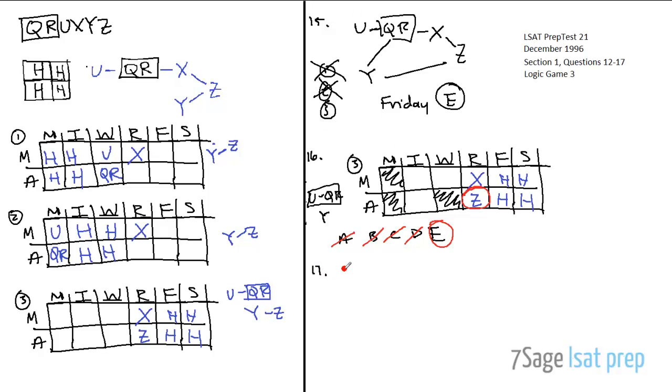All right, home stretch. Question 17. If Z is interviewed on Saturday morning. Okay, so that immediately takes scenario 3 out of the running because in scenario 3, Saturday morning is reserved for hostiles. So let's actually reproduce this chart.